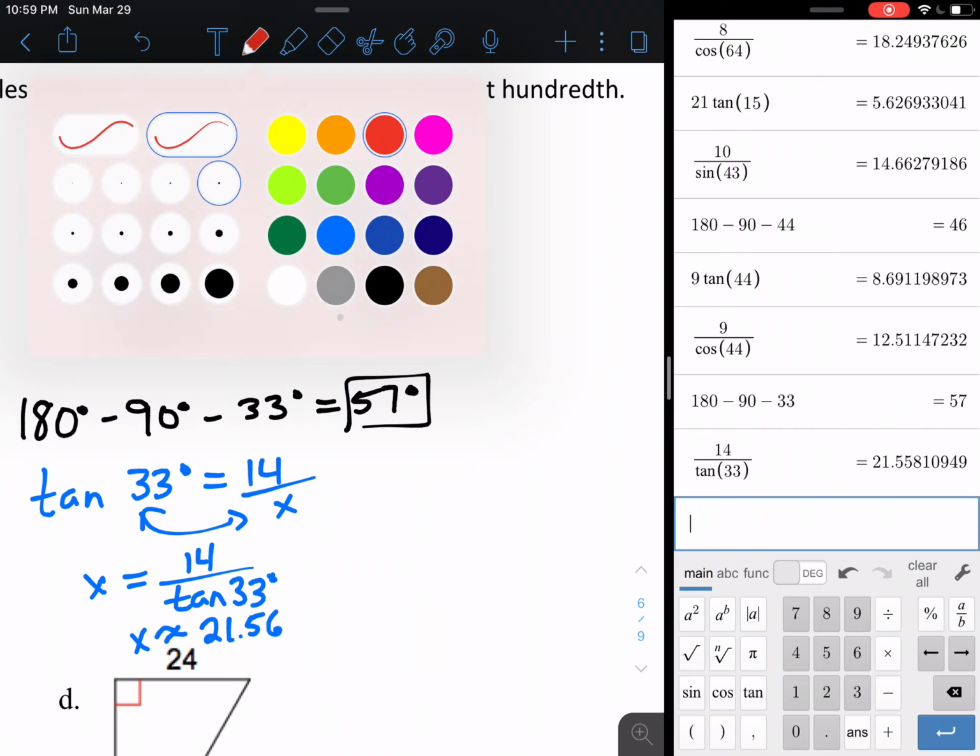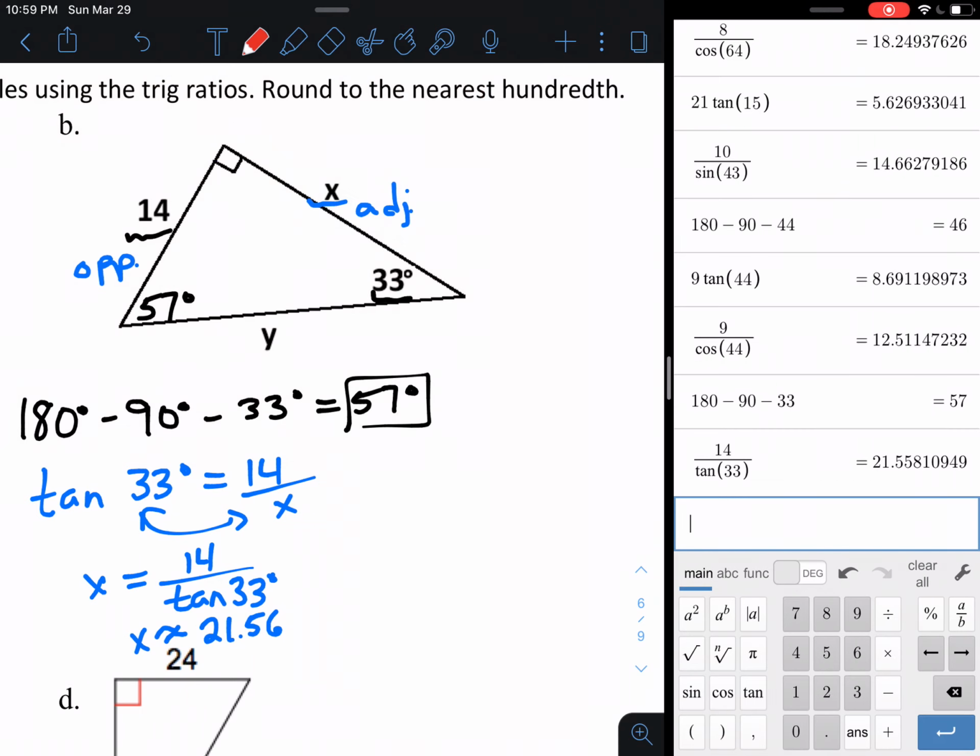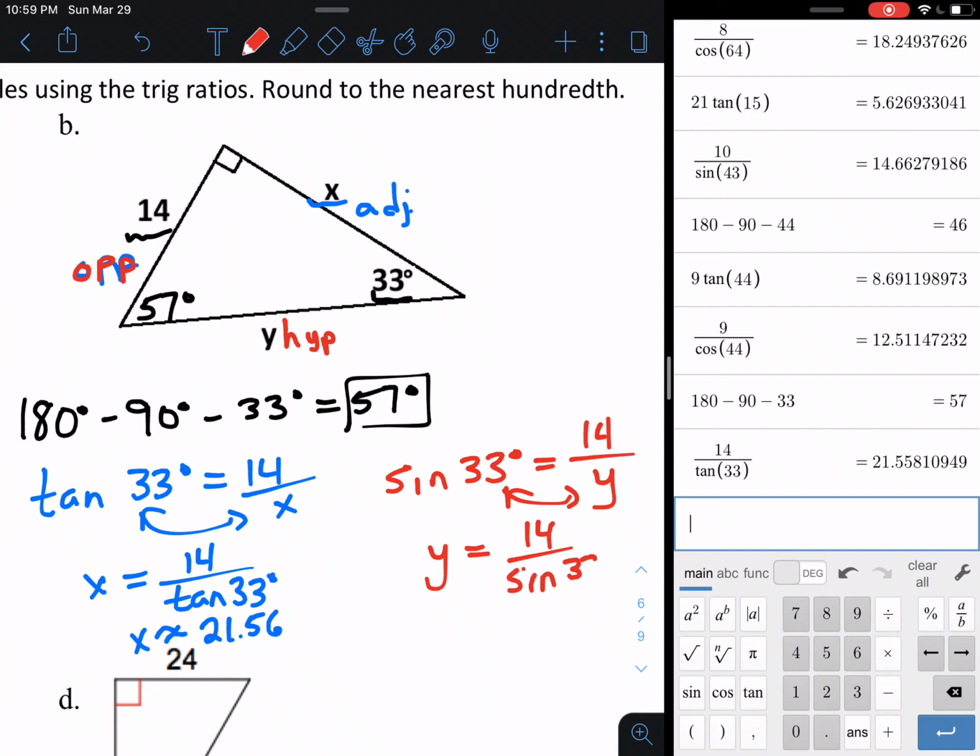Okay, now let's find y. So for y, again, we're going to use 33 degrees. 14 is still your opposite side. Y is now your hypotenuse. So opposite and hypotenuse, you should be thinking of sine. So sine of 33 degrees is equal to your opposite side of 14 divided by hypotenuse, which was y. Swap those two sides. So y is equal to 14 divided by the sine of 33 degrees.